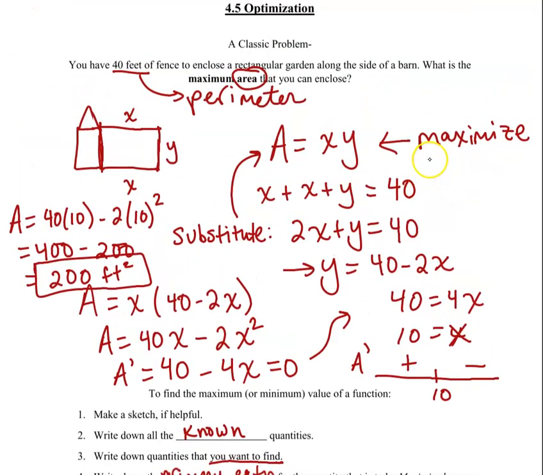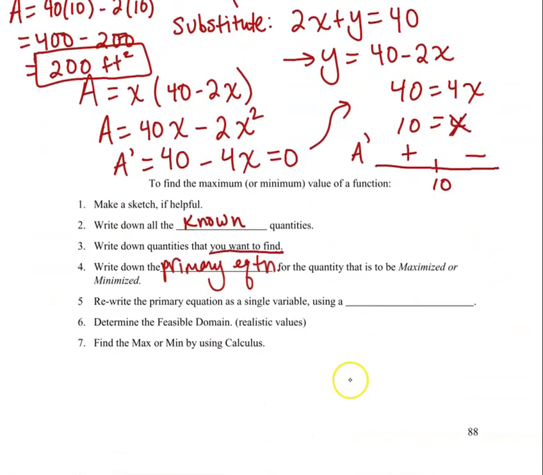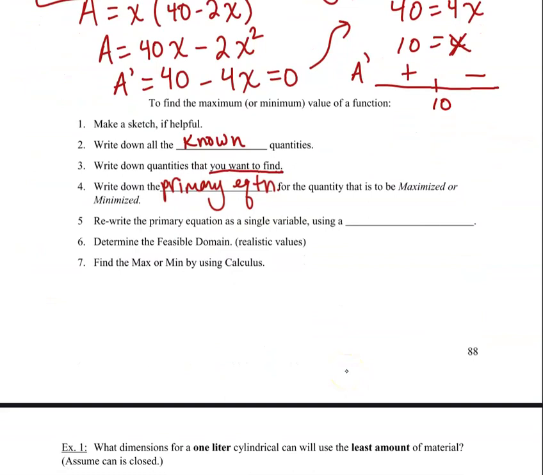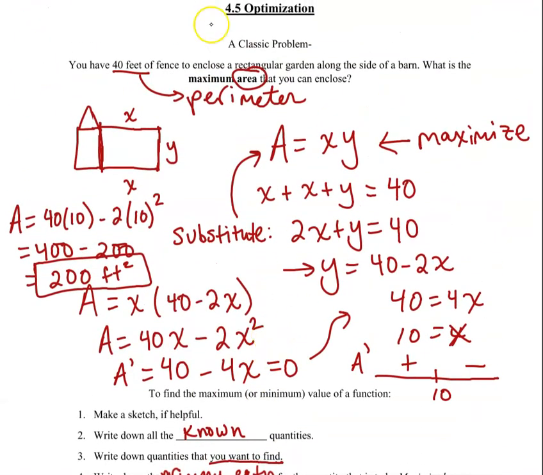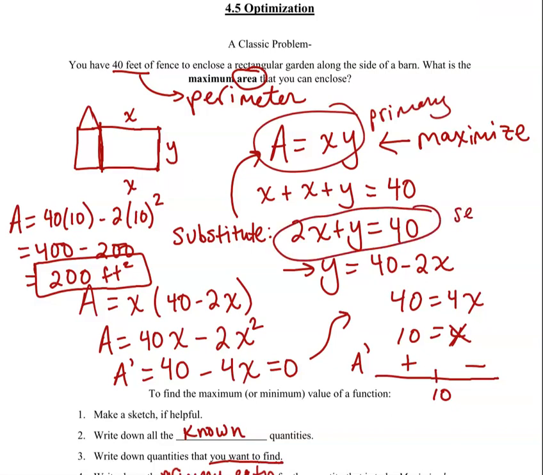In the last example, my primary equation was the area equation. If you need to, rewrite that primary equation as a single variable using a secondary equation. The secondary equation in that last example was the perimeter equation. So let's make a note that this was my primary equation, and this equation was my secondary equation.